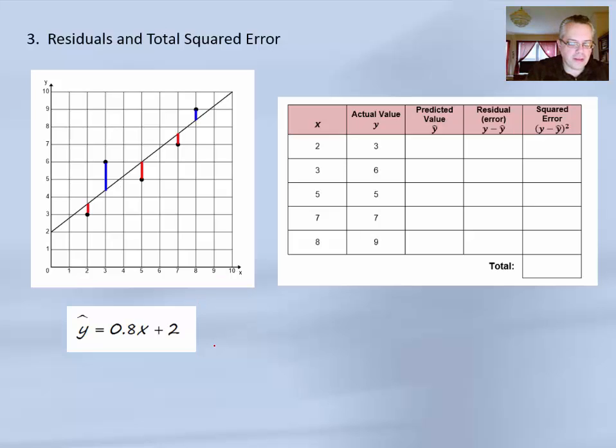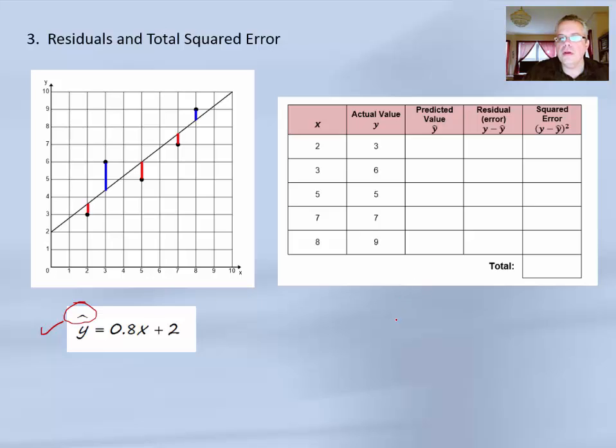And the equation for the line is given right here. So remember, the little hat on y means that this is a prediction. That's the job of our equation. Based on the data, make predictions. If you give me an x value, my equation predicts what the y value would be. So this particular equation says y hat equals 0.8x plus 2.